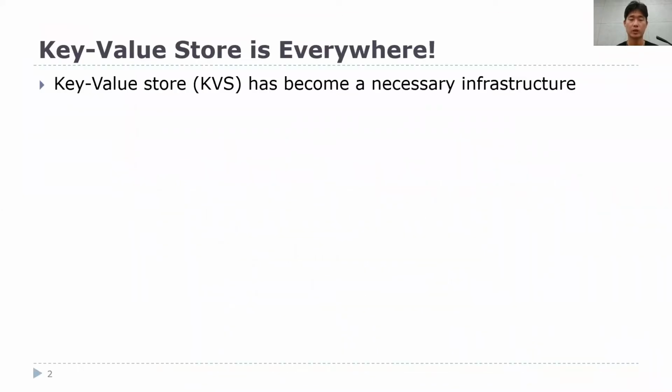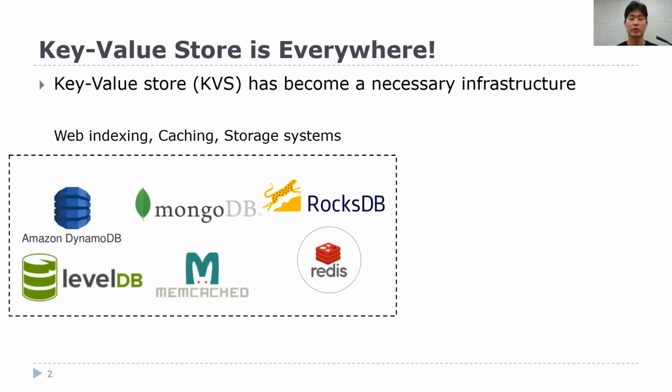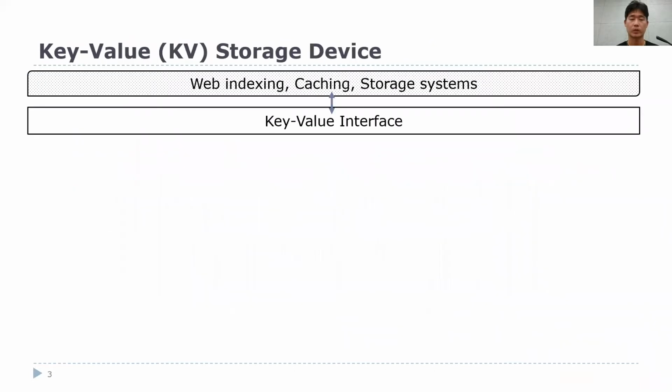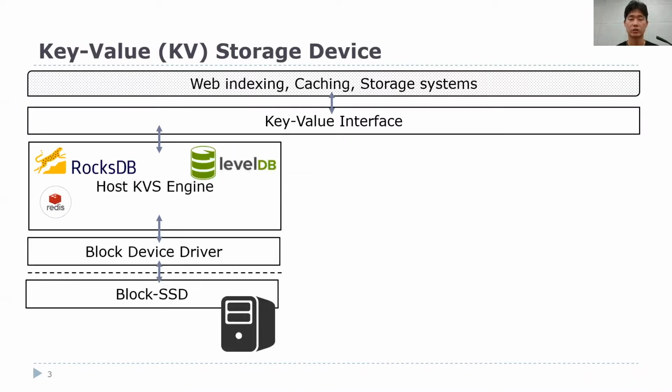Key value store has become an essential infrastructure in many applications, such as web indexing, caching, and storage systems. Many key value stores have been developed, and the academia has researched key value store in various ways. Applications that use key value stores are usually based on host system key value engines. These engines use block-based SSDs as the storage device.